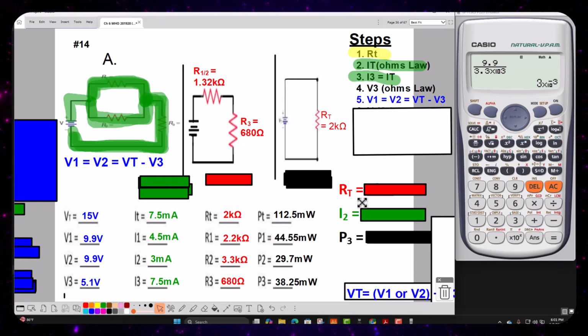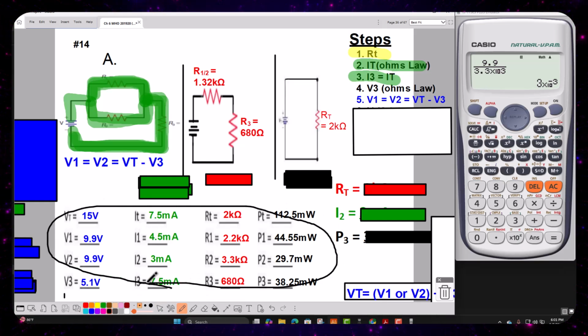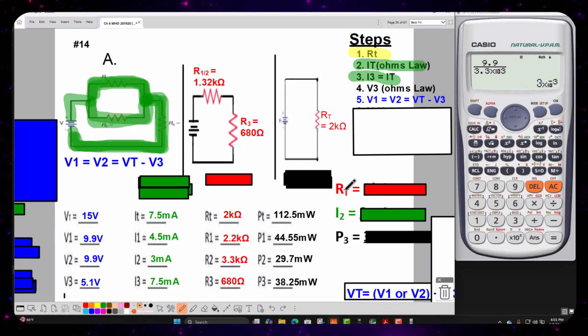Now, the reason why I have these 3 values right here is because that's all I asked for on the homework or on the test. But really and truthfully, you should find all the values, check your work, and then provide the answers asked for.